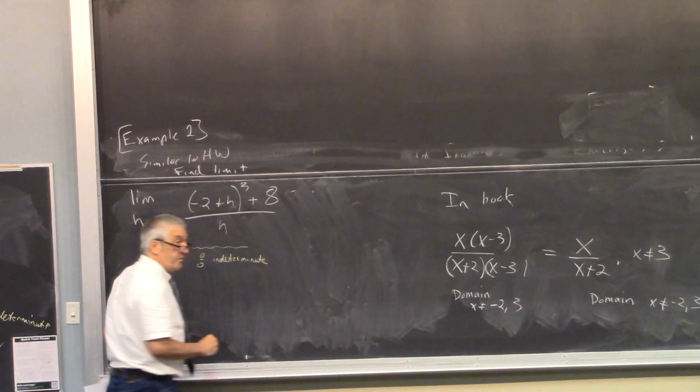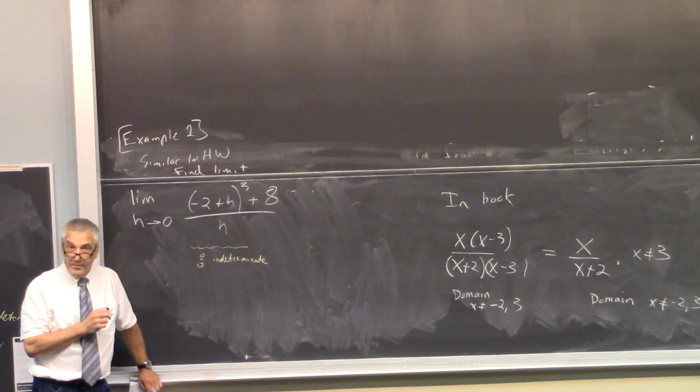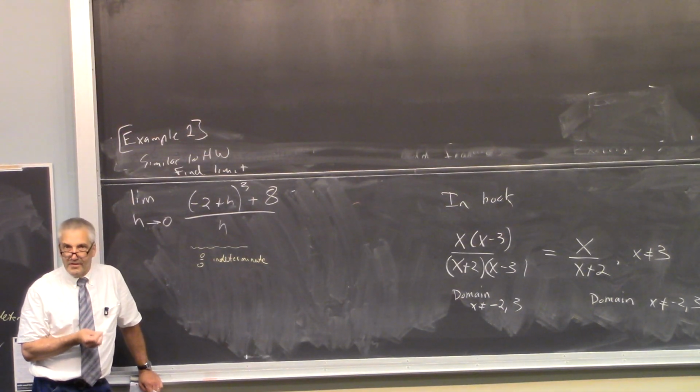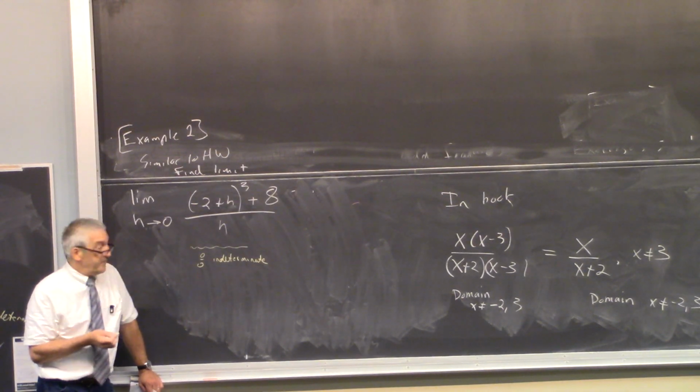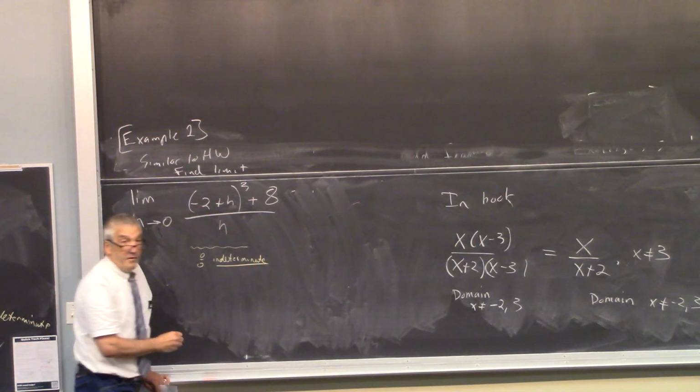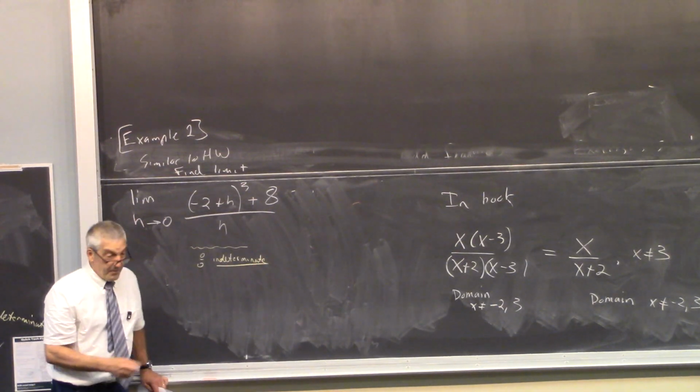Now remember, 0 over 0 is undefined, but that doesn't mean the limit is undefined. It means that we can't do the limit by just plugging in h equals 0. Indeterminate means it's too soon to say what this limit's going to be.